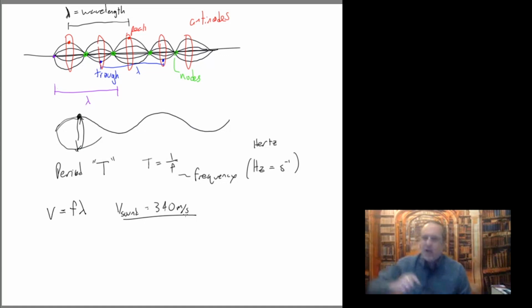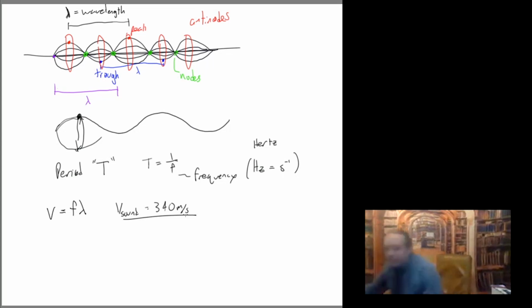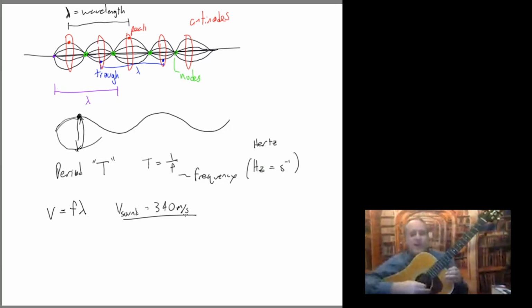Now, let me use my guitar to let us hear the difference between different frequencies, okay? So a high frequency, my thin string, that's my high E string, that has a high frequency. And my low string, that's also an E, but it's 2 octaves below. It's a lower note, so that means smaller frequency.